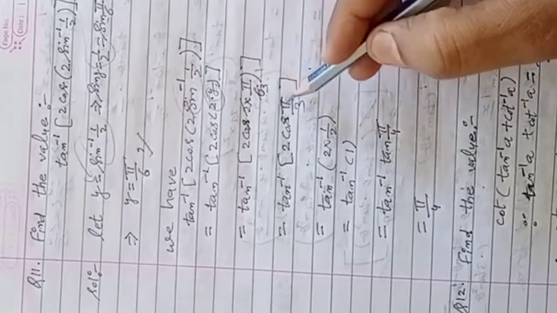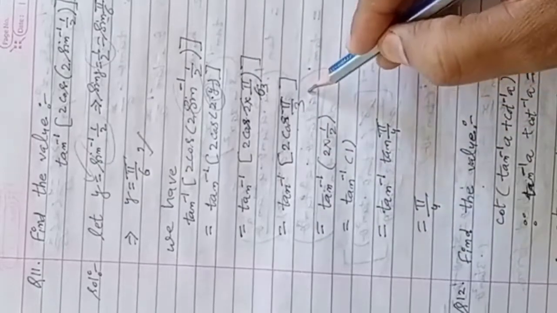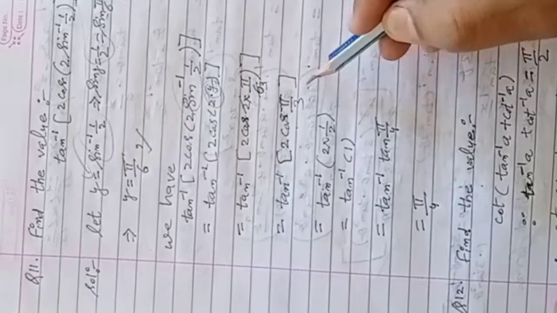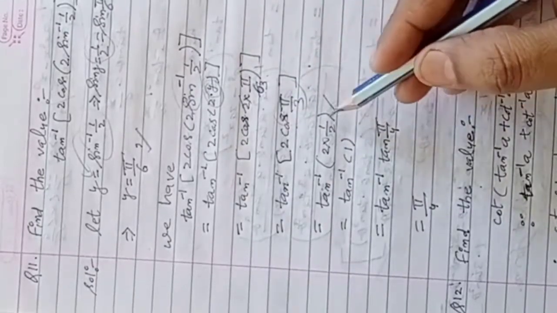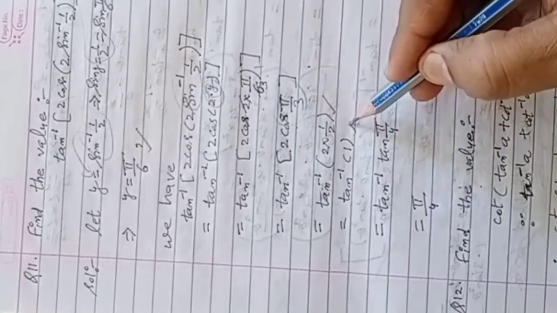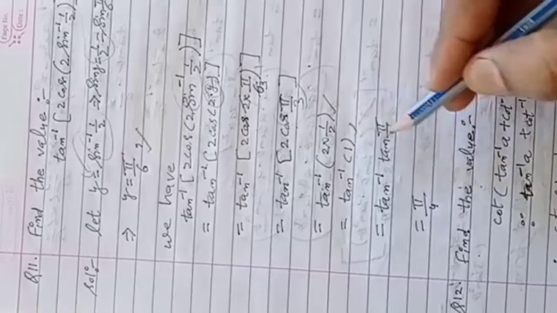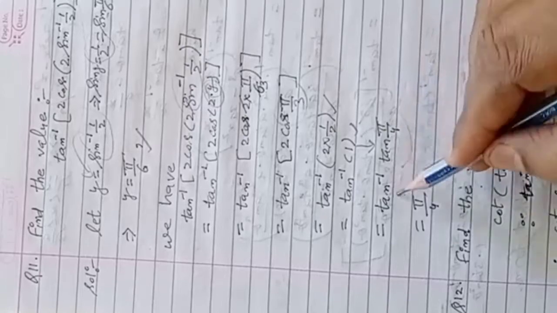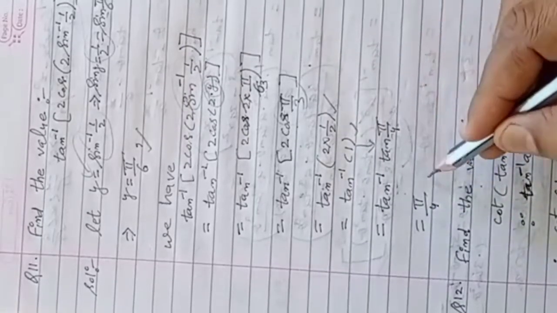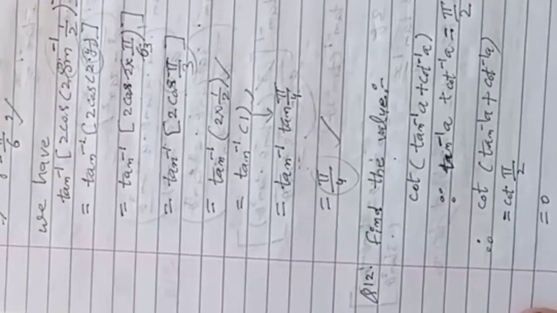So after cancelling out, tan inverse 2 cos pi by 3 is left. Now the value of cos pi by 3 is 1 upon 2. So after cancelling out, tan inverse 1 is coming, and 1 is the value of tan pi by 4. So by formula, pi by 4 will be the answer.